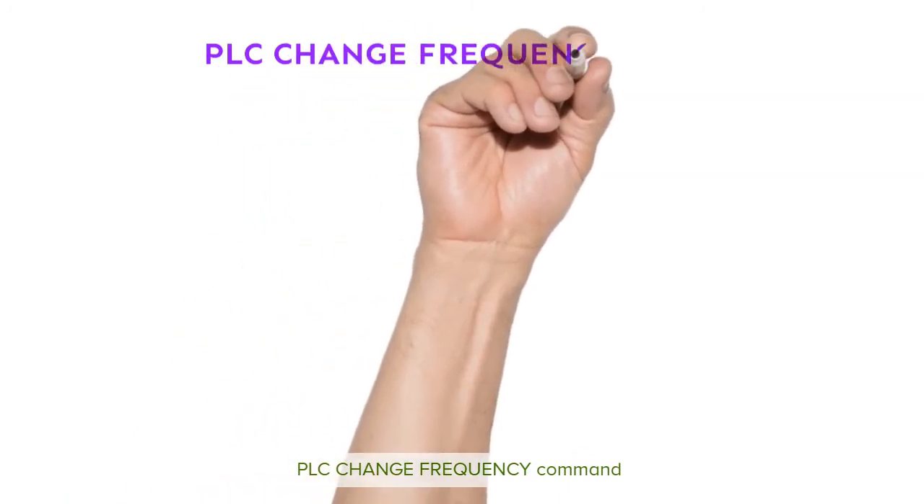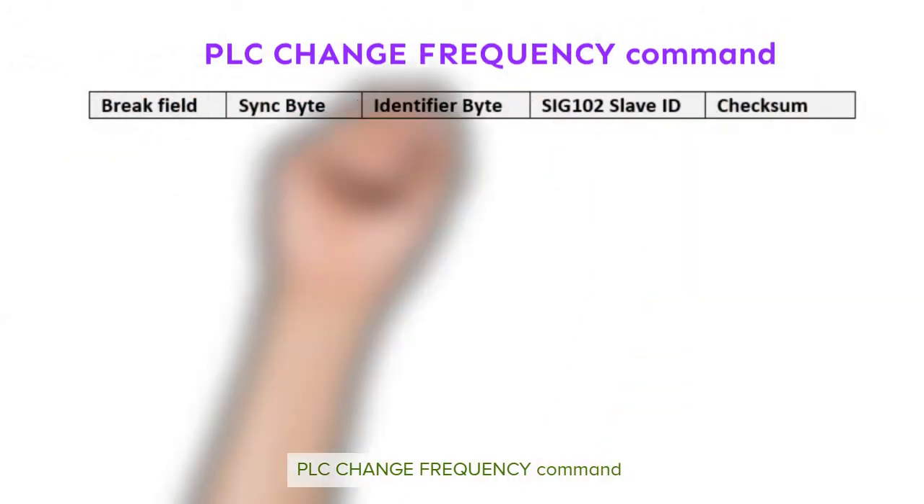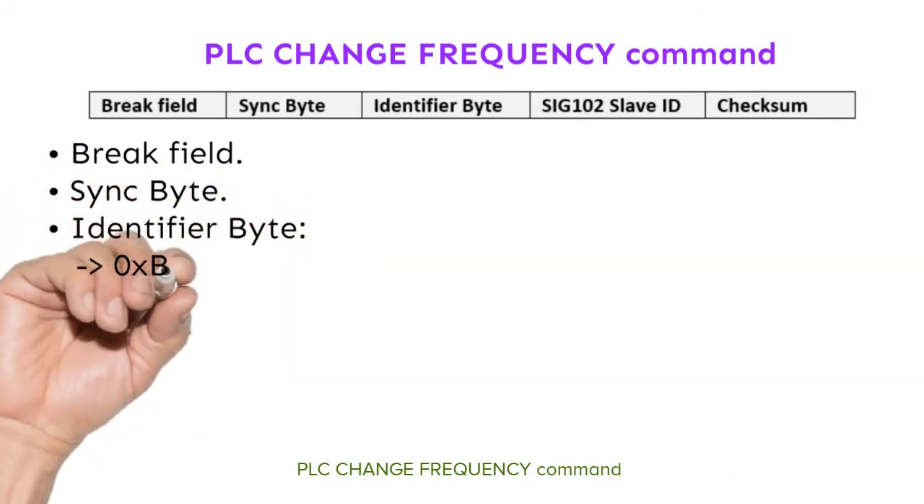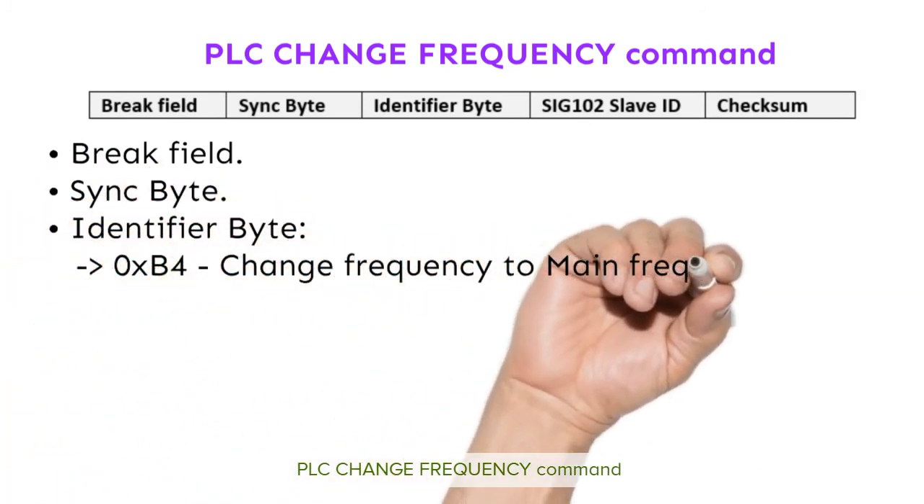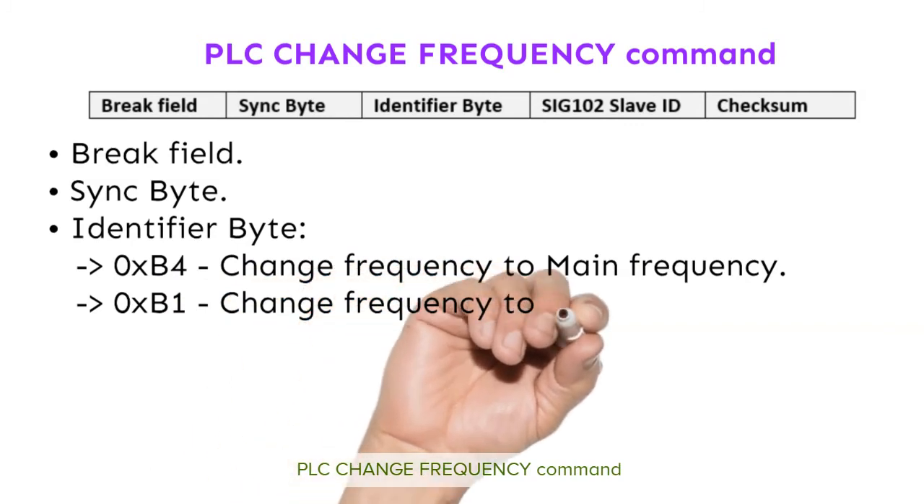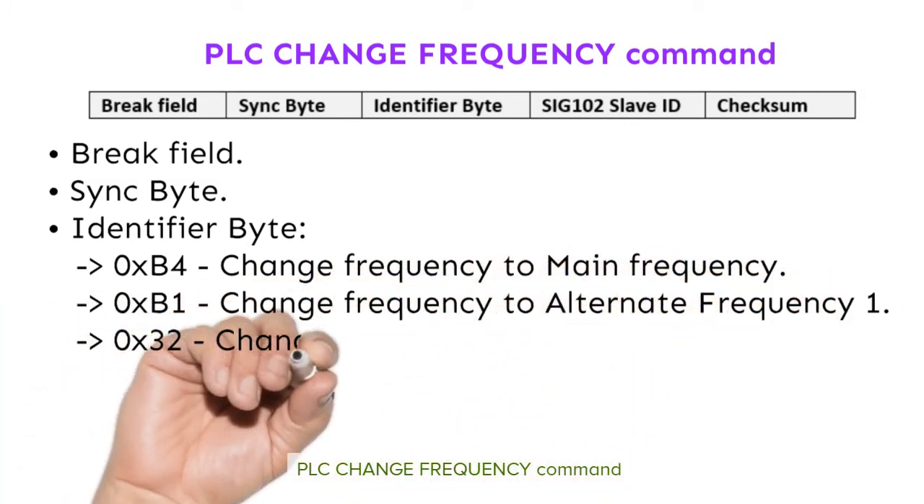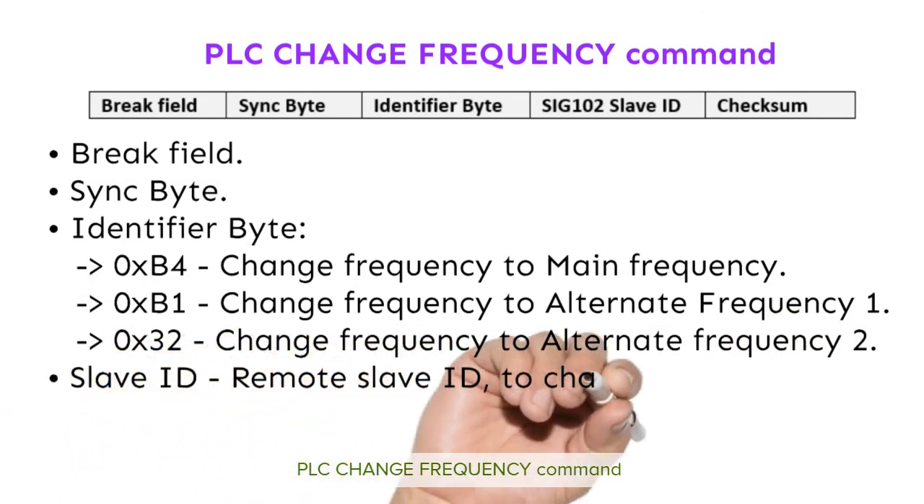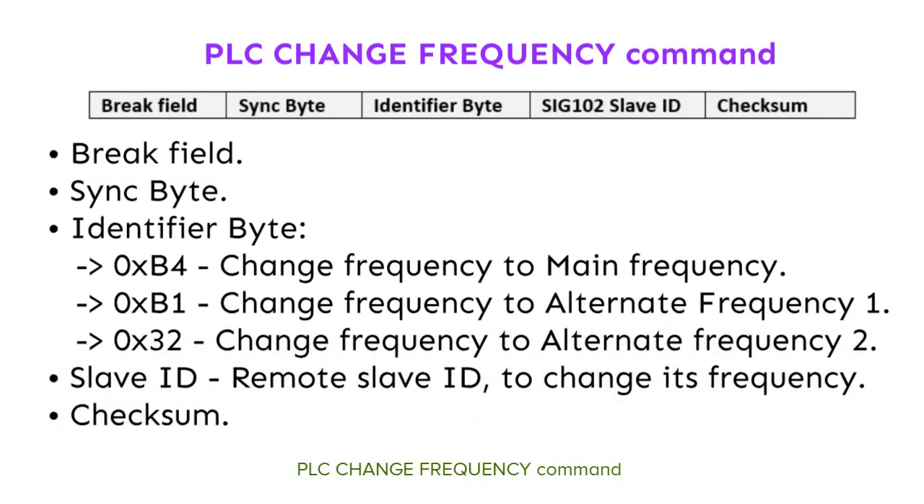The Plc Change Frequency command consists of a break field, sync byte, an identifier byte, B4 hex to change frequency to main frequency, or B1 hex to change frequency to alternate frequency 1, or 32 hex to change frequency to alternate frequency 2, slave ID, and a checksum.